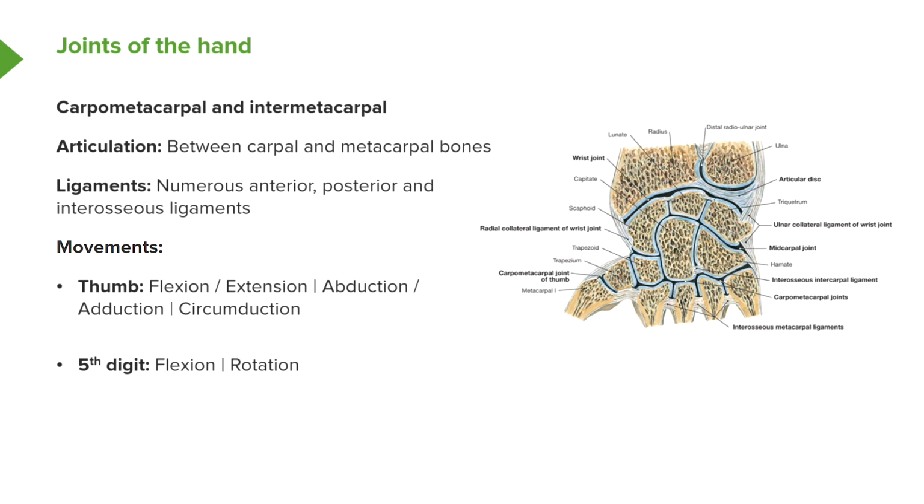metacarpals. Movements, well, at the thumb, we have flexion, extension, abduction, adduction, and circumduction. So here at the thumb's carpo-metacarpal joints, we have a whole range of movements. But for the fifth digit, we really just have flexion and rotation.